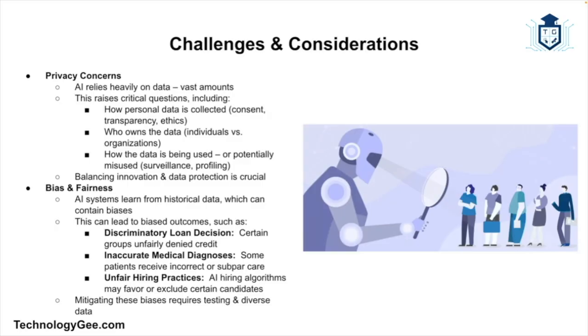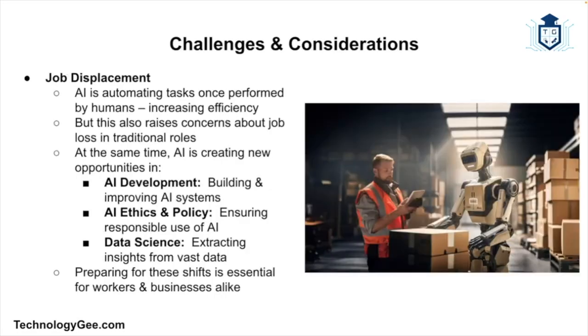Then there's bias and fairness. AI systems can inherit biases from the data they've been trained on, and this can lead to discriminatory loan decisions, inaccurate medical diagnoses, and biased hiring algorithms. And then there's the big one everybody's concerned about, and that is job displacement. So AI is automating tasks that used to require human labor. That's efficient, but it also puts certain jobs at risk. At the same time, it's creating new roles in AI development, ethics, and data science.